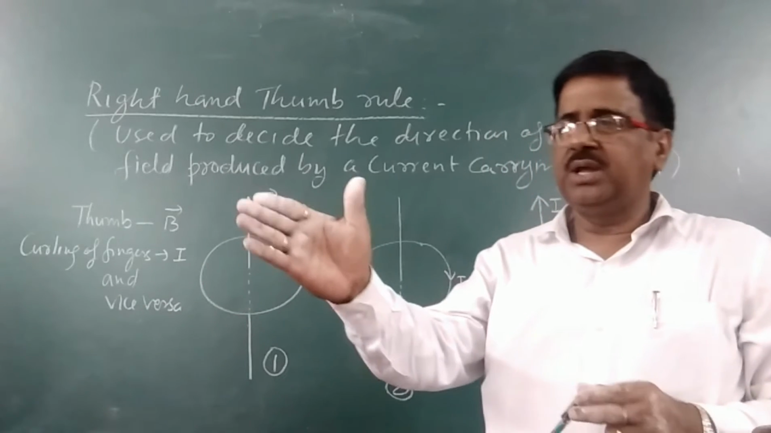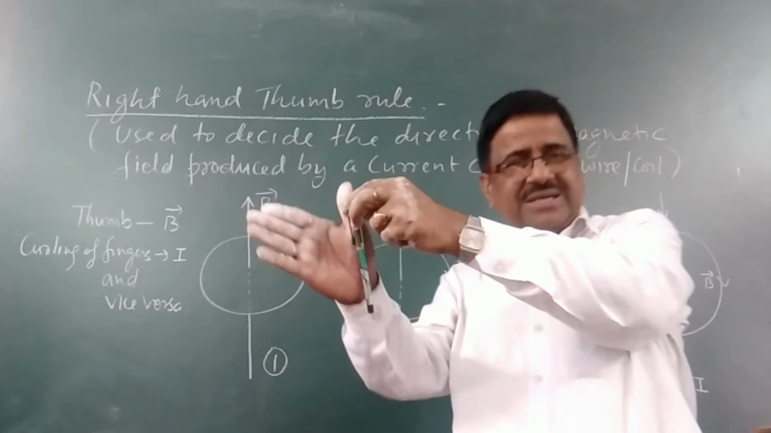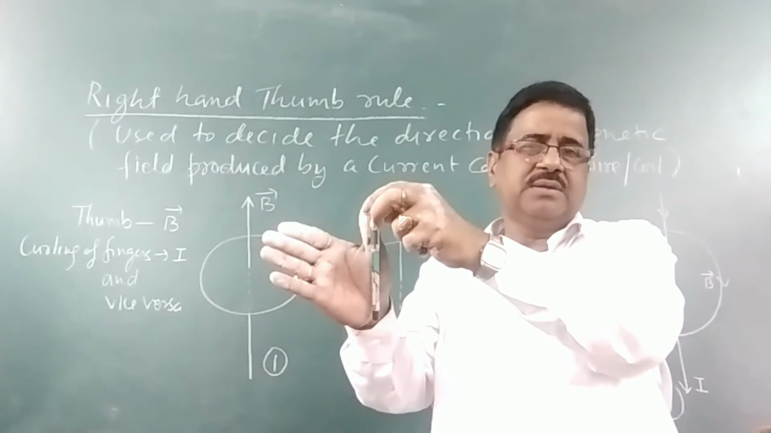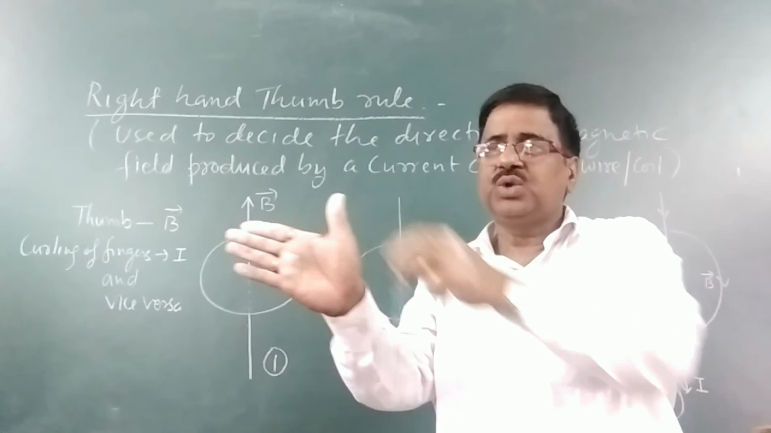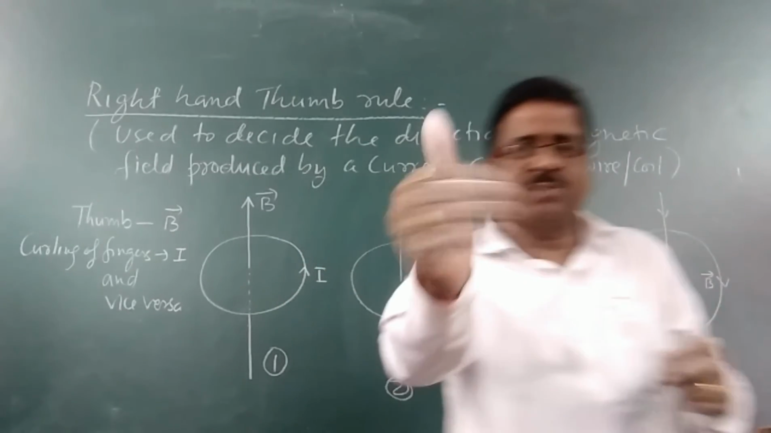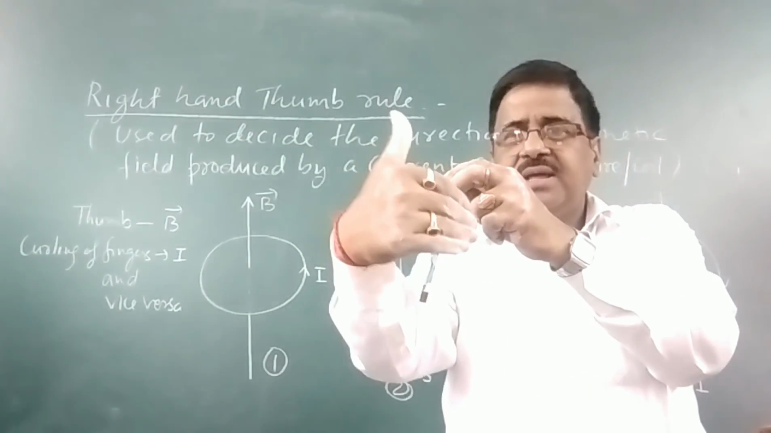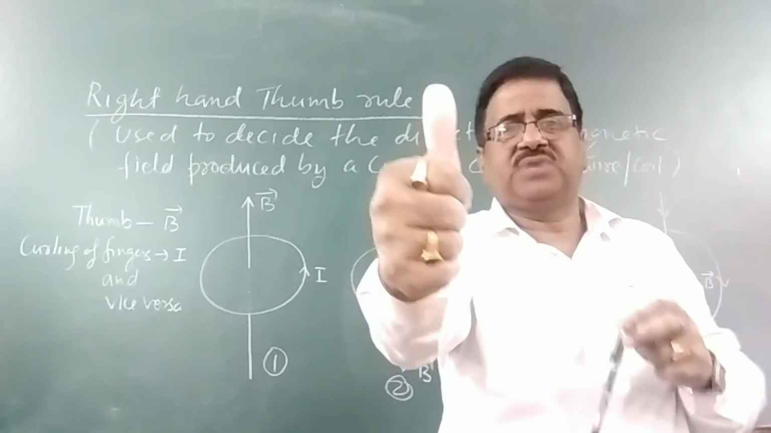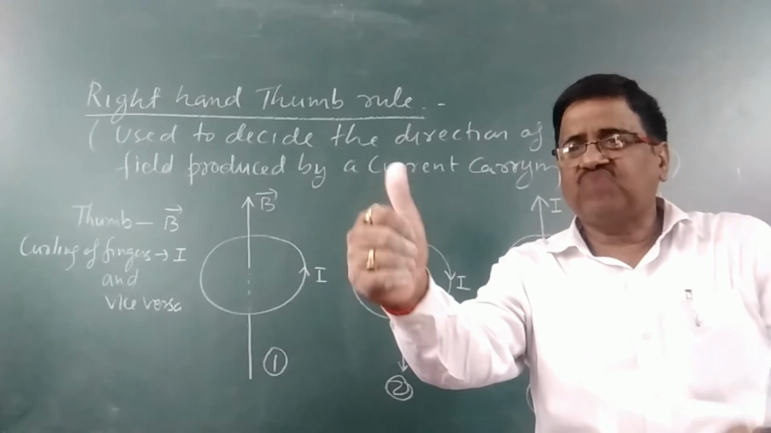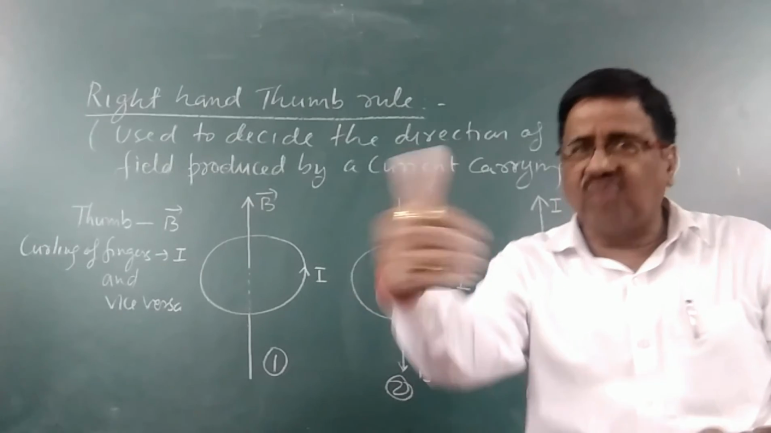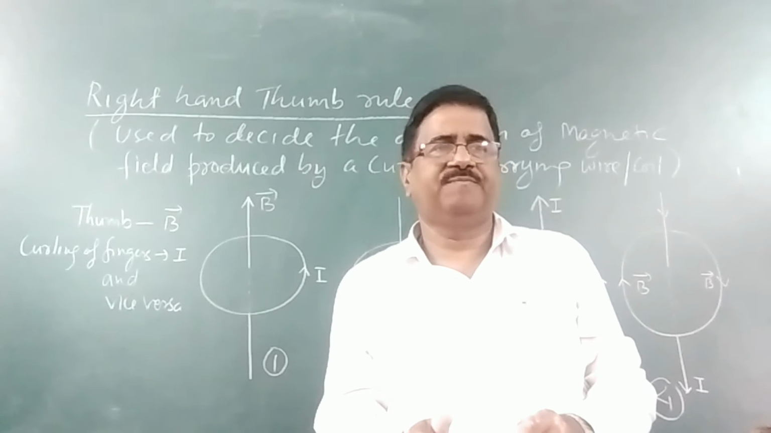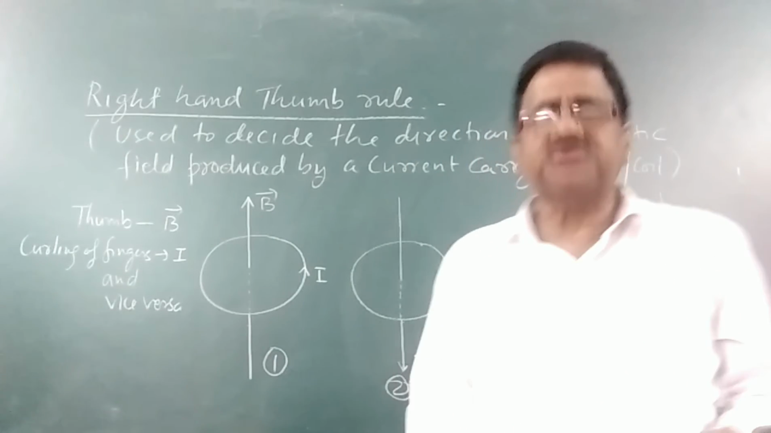According to this rule, if the thumb represents the direction of current flowing through the straight wire, then to make thumbs up, what is the direction of curling of fingers? To make thumbs up, we curl the fingers anti-clockwise like this. If the thumb represents the direction of current, then the direction of curling of fingers will decide the magnetic field produced around it. Similarly, the reverse is also true.